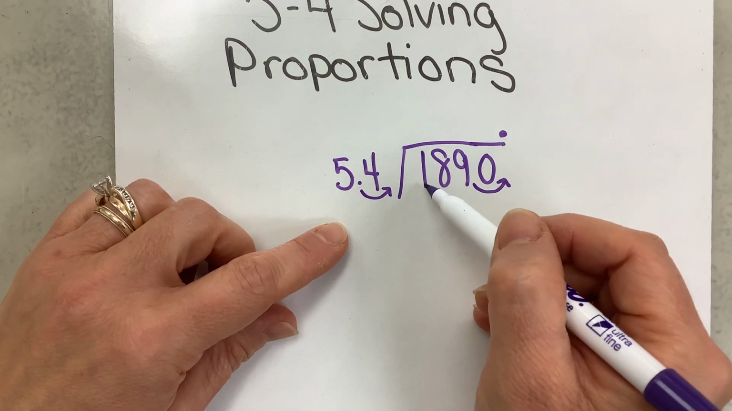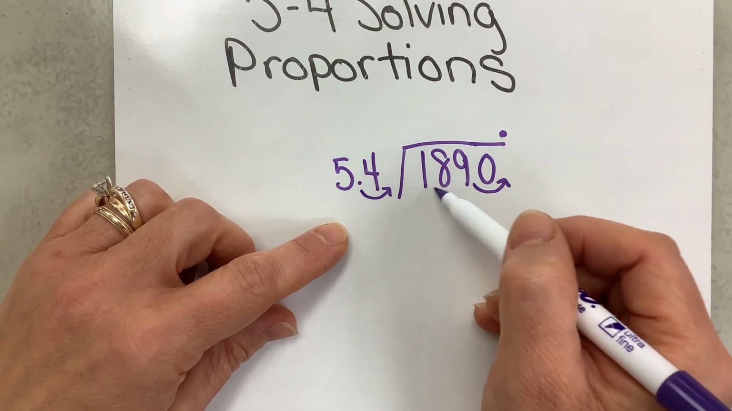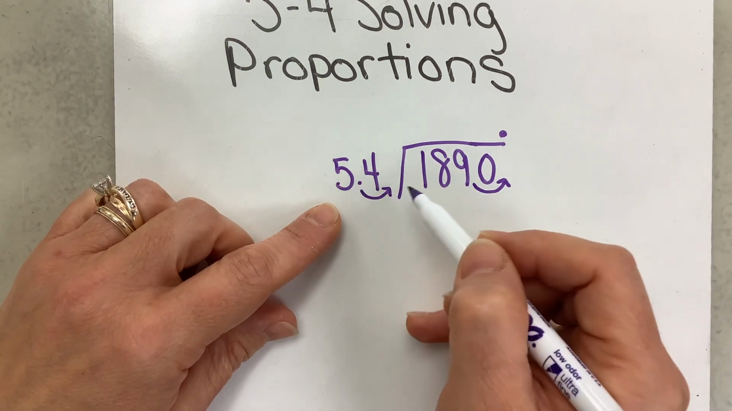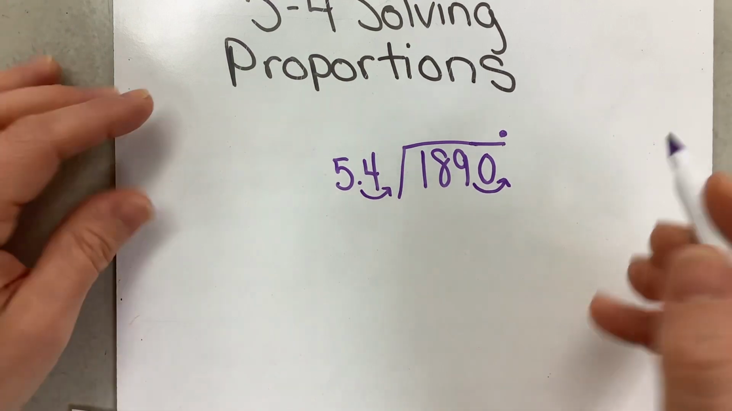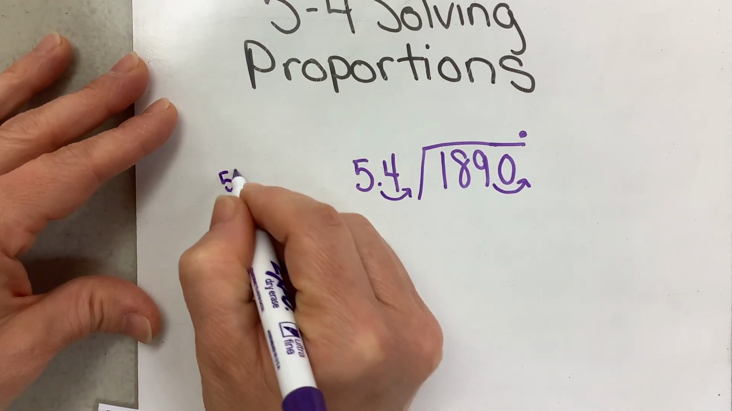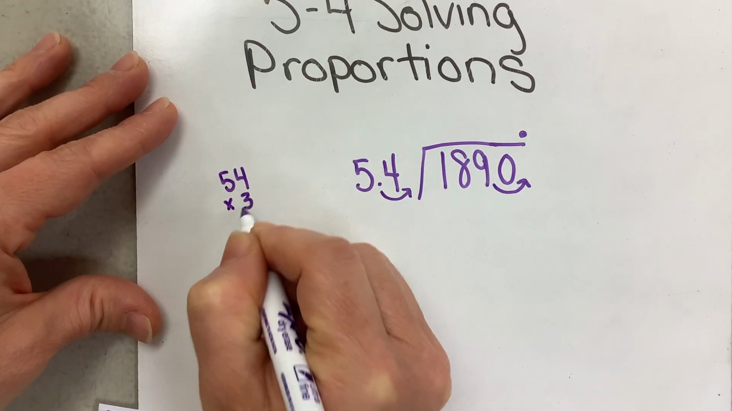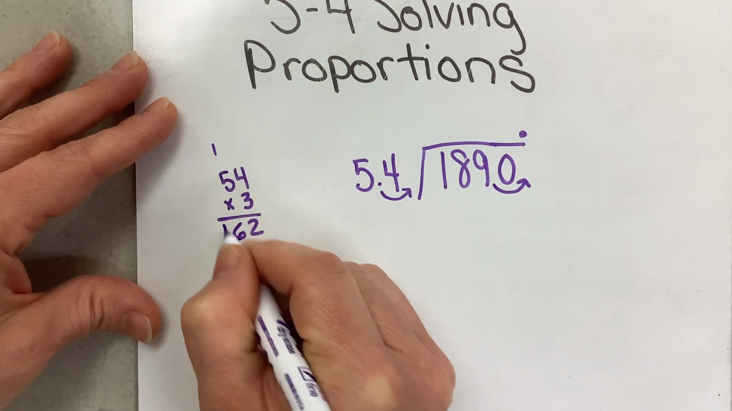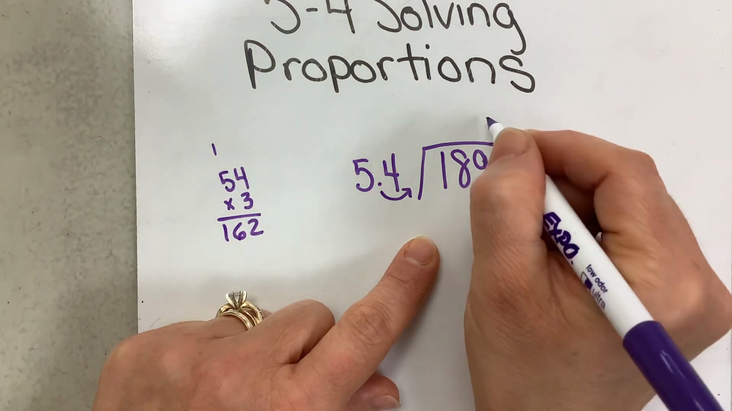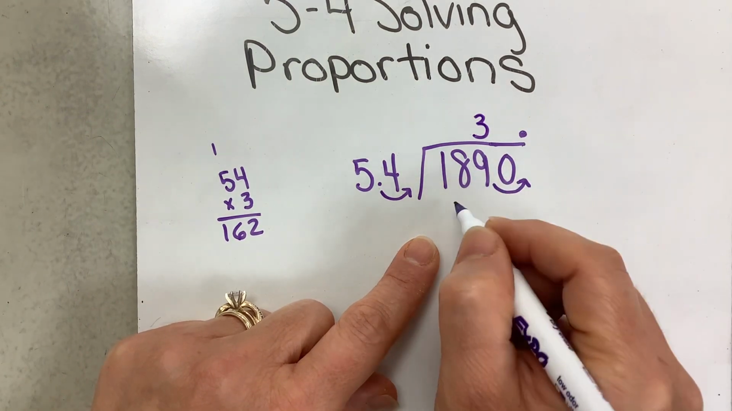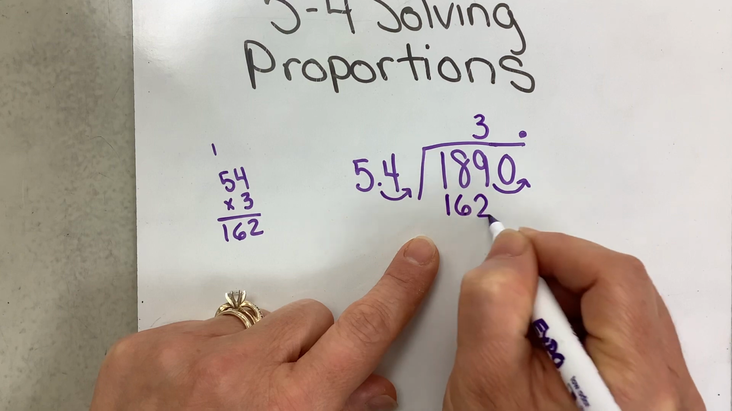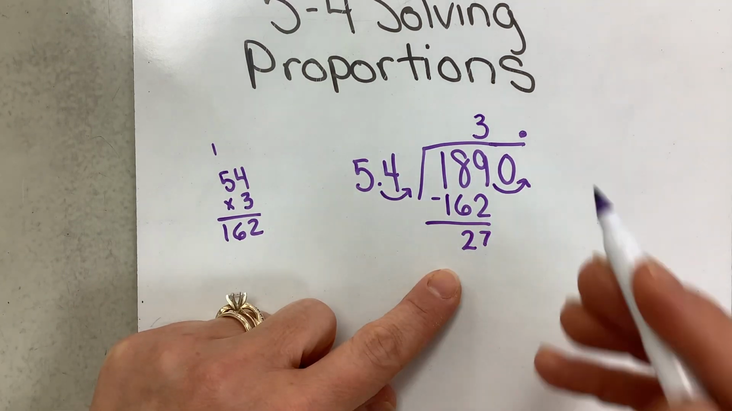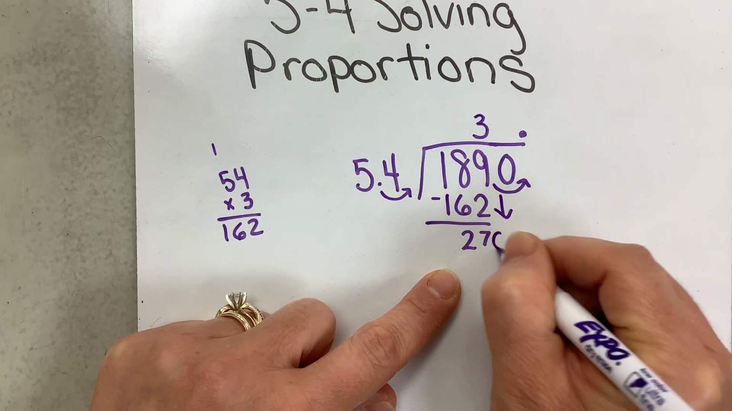54 doesn't go into 1, doesn't go into 18, but it will go into 189. I know 5 times 3 is 15, so that looks like a good place to start. So I'm going to take 54 times 3. 4 times 3 is 12. 5 times 3 is 15, plus 1 is 16, and that will go. So I'm going to put my 3 right over the 9. That is 162, and I'm going to subtract. I get 27, which is less than 54. So we're going to bring down the 0 next.